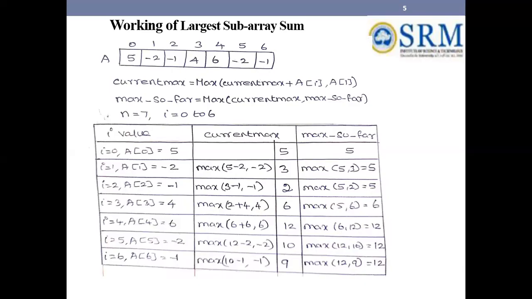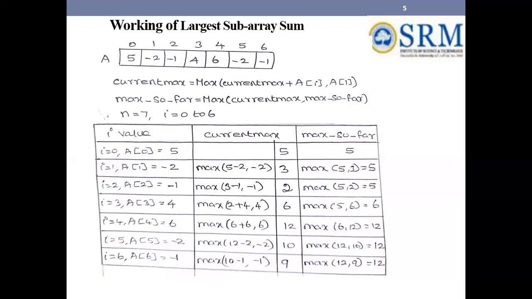subarray sum. So which one gives 12? Take this example. Which one gives 12? Here, take the values 4 and 6. 6 plus 4 is 10. Take the first value, A of 0, which is 5. So 15. In between, we have 2 values, minus 2 and minus 1. So from A of 0 to A of 4, the first 5 values give the result. 5 minus 2 minus 1 plus 6 plus 4, this totally we have 12. 12 is the largest sum.